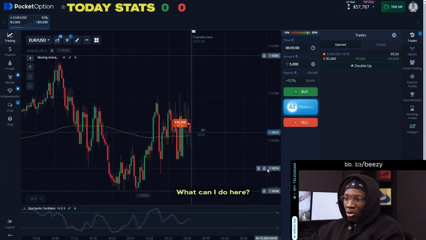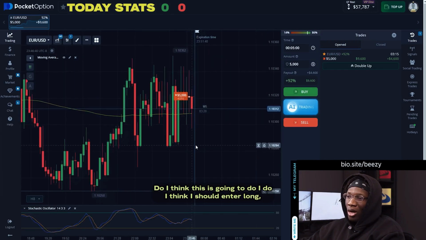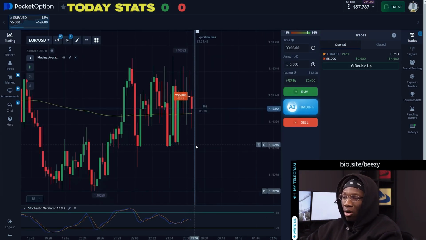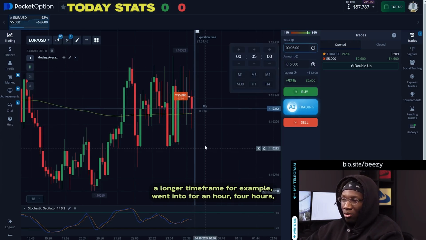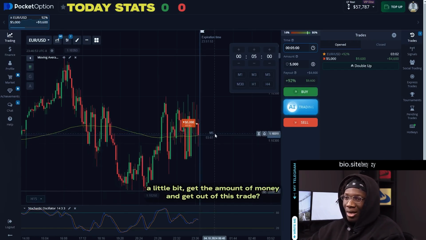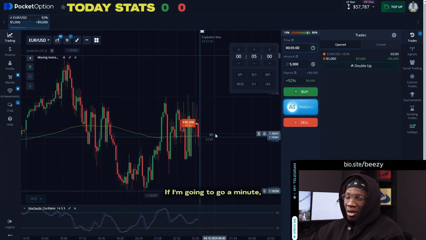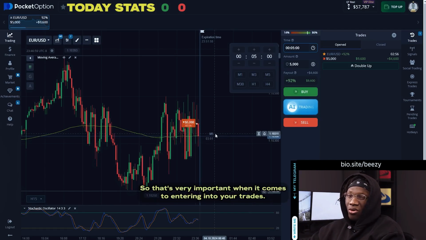what can I do here? What trades will be profitable? Do I think I should enter long on longer time frames, for example an hour or 4 hours, or am I trying to scalp a little bit, get the amount of money and get out of this trade? Maybe I'm gonna go a minute, maybe 5, maybe 3, maybe 2. So that's very important when it comes to entering into your trades.